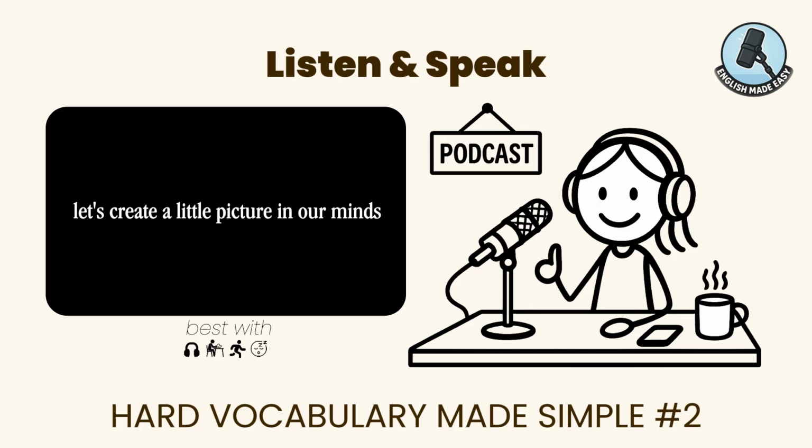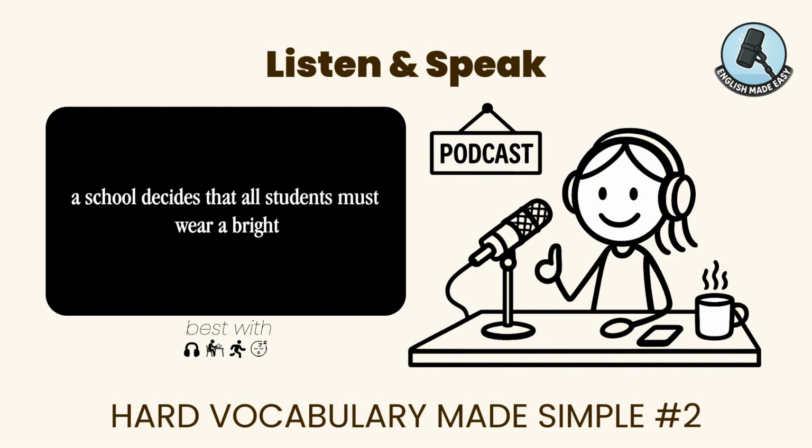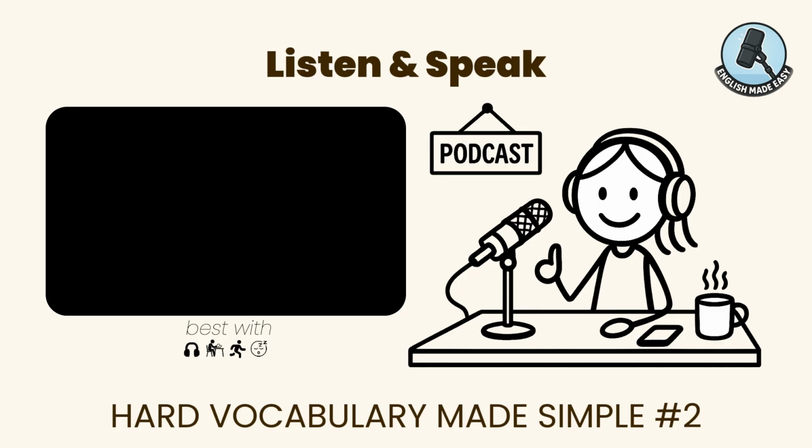Let's create a little picture in our minds to help us remember. Imagine a school decides that all students must wear a bright pink uniform. Some parents and students might love the idea, thinking it's fun and creates unity. But other parents and students might hate it, feeling it takes away their freedom to choose their own clothes. They might protest and write letters. This new rule would be highly controversial. That feeling of strong opinions on both sides is the heart of this word.